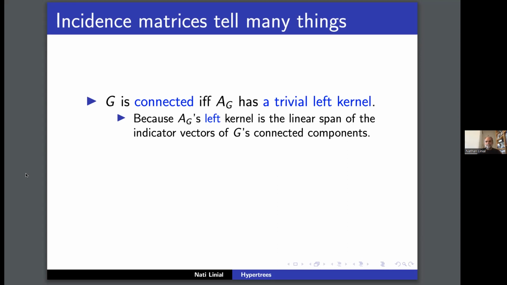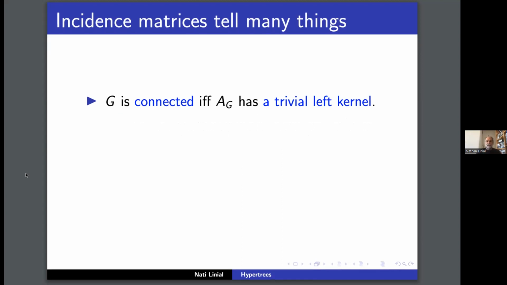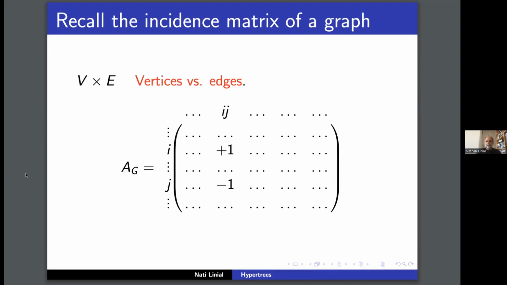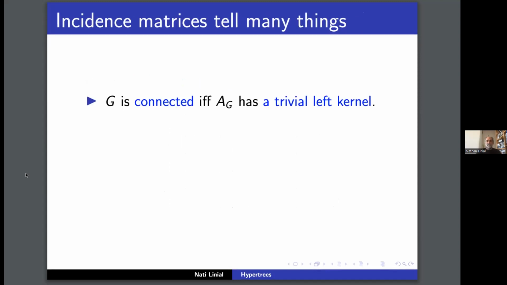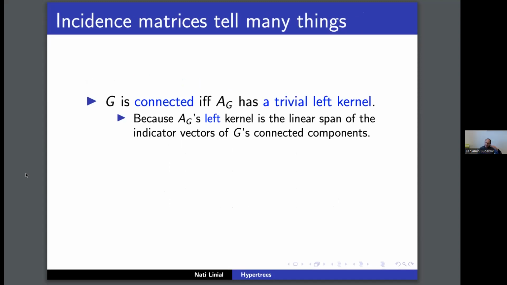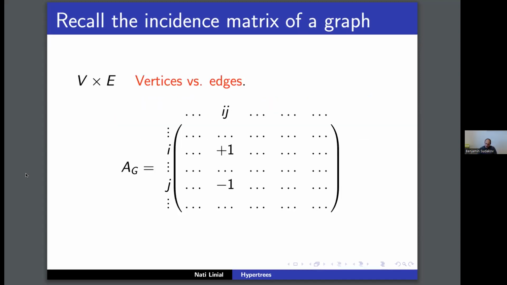Things like this I will not even prove. You can think about it for 5 minutes and prove it to yourself, the left kernel. Left means, when you take this matrix and you multiply on the left, I combine rows. So it's a vector on the left, which I multiply by A and I get 0. You combine rows, which correspond to the vertices.